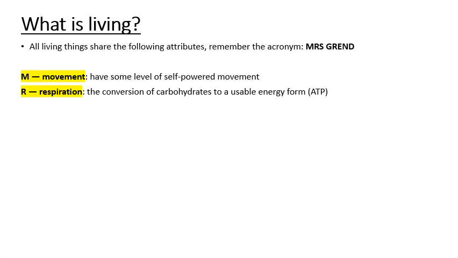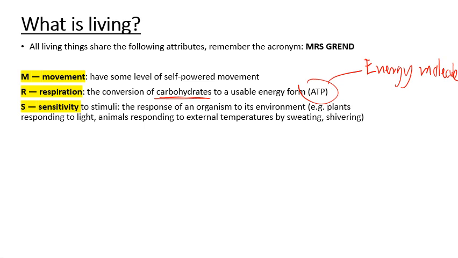R stands for respiration. So every living thing does this process called respiration, where they convert their carbohydrates, which are just food molecules, which we eat as animals, and they convert that to a usable energy form. And ATP is the energy molecule in living things. Every living thing uses this amazing molecule of ATP to get energy, and all cells use it whenever they need energy.